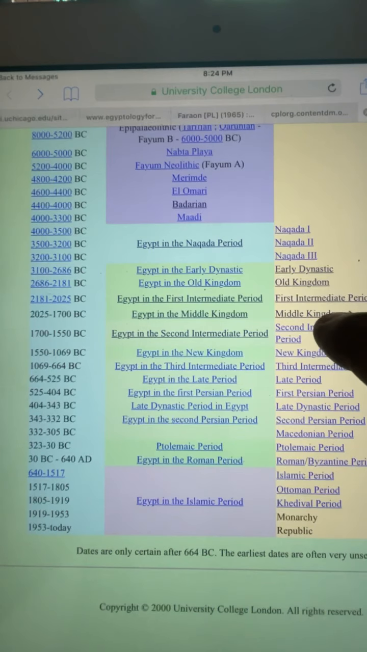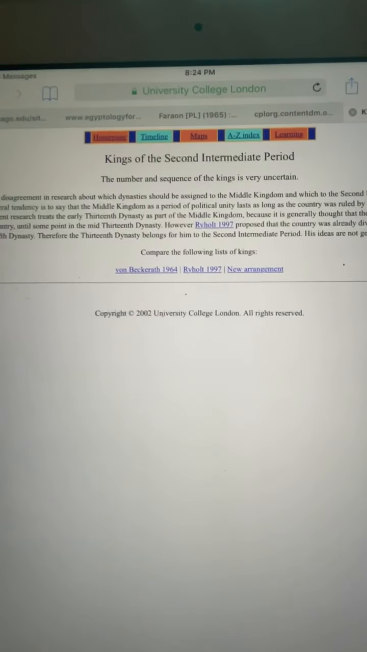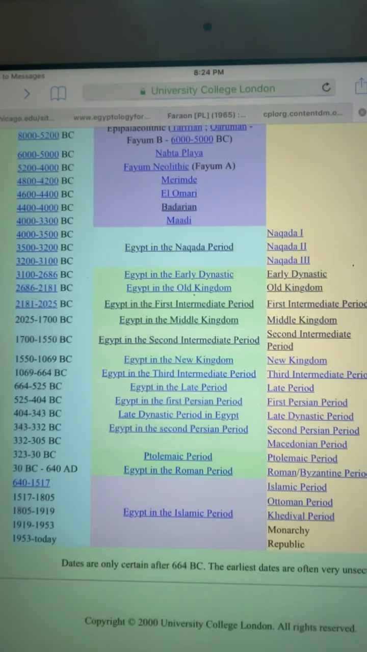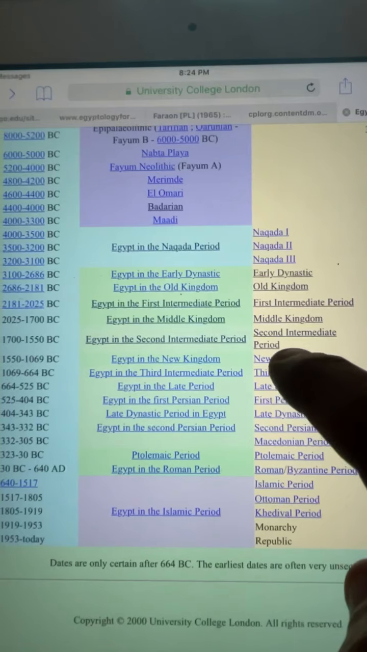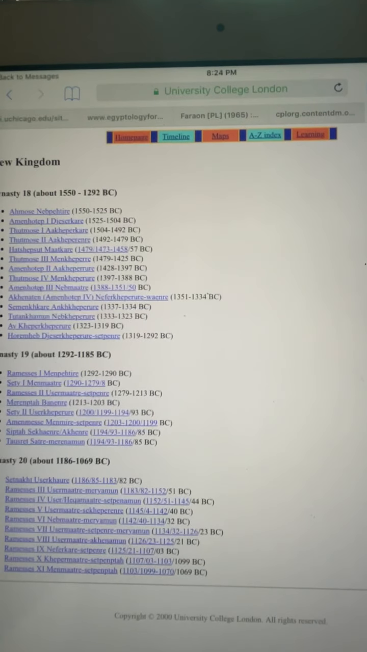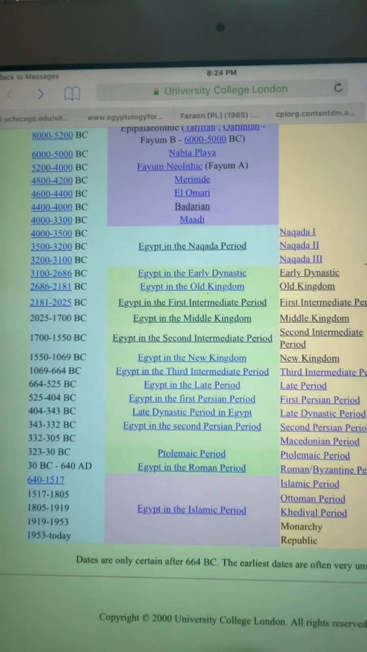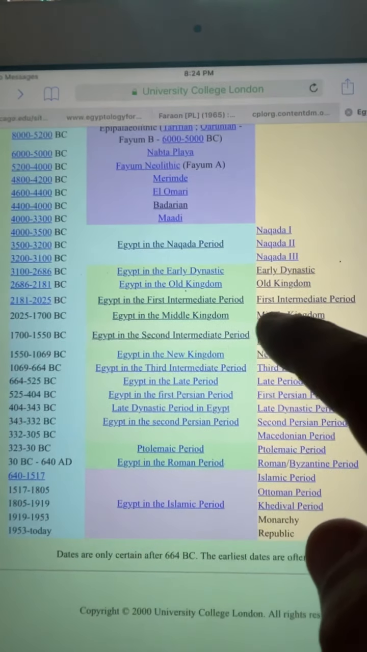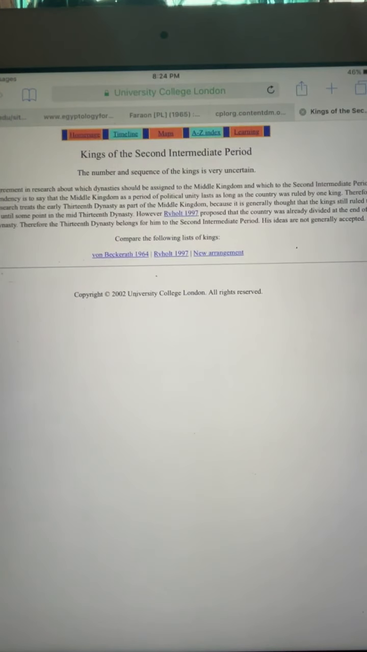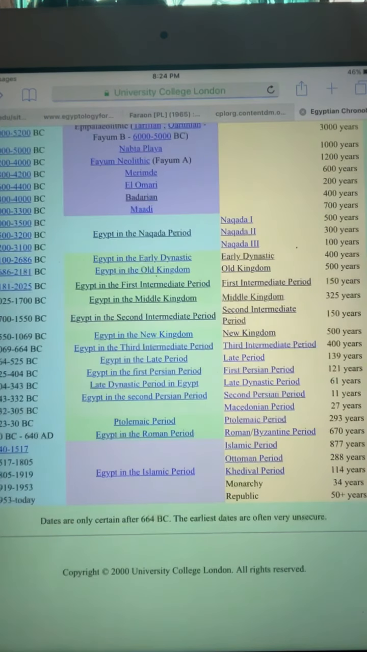If you go to the second intermediary period, which lasted about 150 years, I see the pharaohs are not indicated here. Maybe because they were positioned in the new kingdom. I could be wrong. Yeah, they forgot the king. I'm not sure why they did that, but they should have had the intermediary pharaohs. Let me click on that again. All right, so there is a list, but I'd say maybe go to another site for that. I'm surprised they didn't have a list here, at least of some pharaohs.